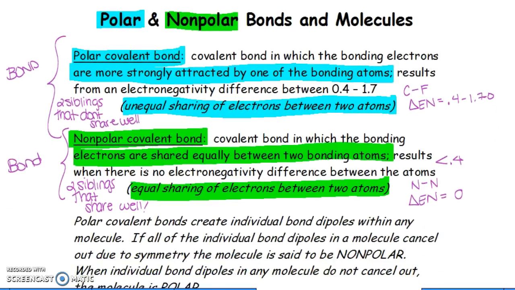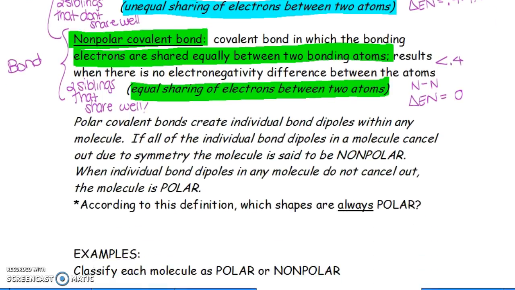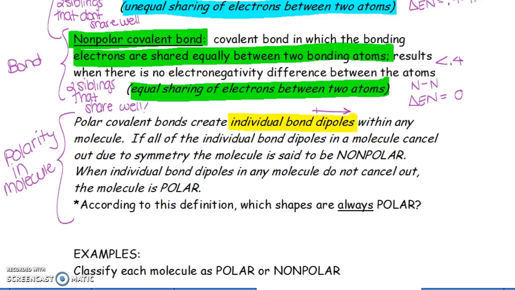Okay. And then this next section starts to talk about polarity in shapes, or the molecule itself as opposed to just a bond. A polar covalent bond will create an individual bond dipole. Essentially, a dipole is an arrow that points towards where the electrons are more interested in being, or towards the more electronegative element within a molecule.